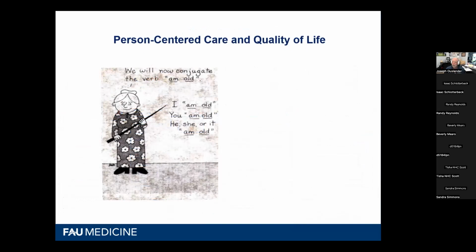So I just want to end up with a lesson I feel strongly about: person-centered care and quality of life. And the reason I feel strongly about it, and you should feel strongly about it, is this birthday card I was given a long time ago. So conjugating the verb: I am old, you am old, he, she, or it am old. We're all old.